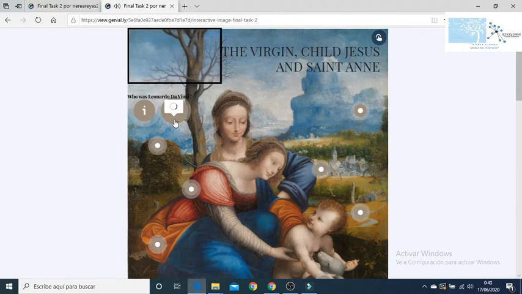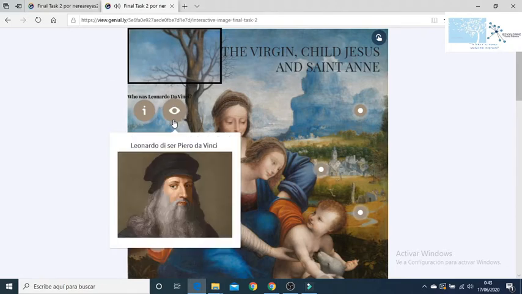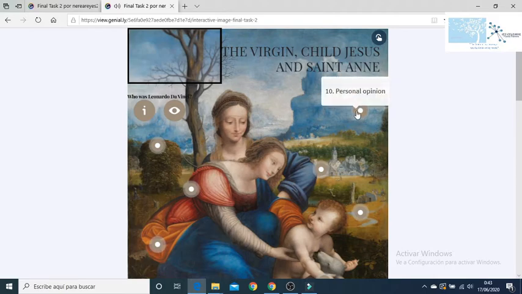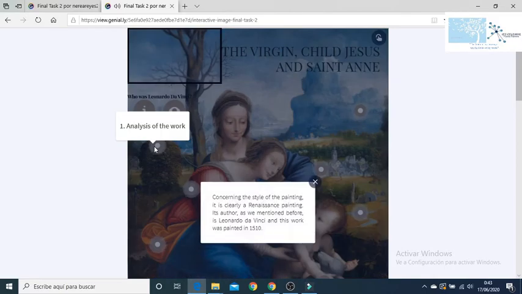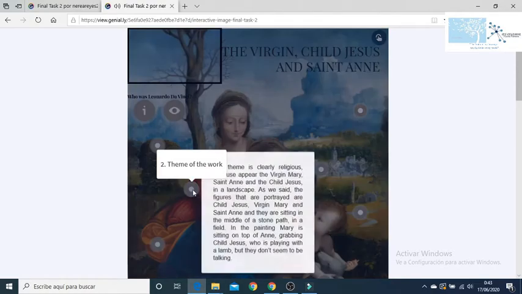Concerning the style of the painting, it is clearly a Renaissance painting. Its author, as we mentioned before, is Leonardo da Vinci, and this work was painted in 1510. The theme is clearly religious, because the Virgin Mary, Saint Anne, and the Child Jesus appear in a landscape.